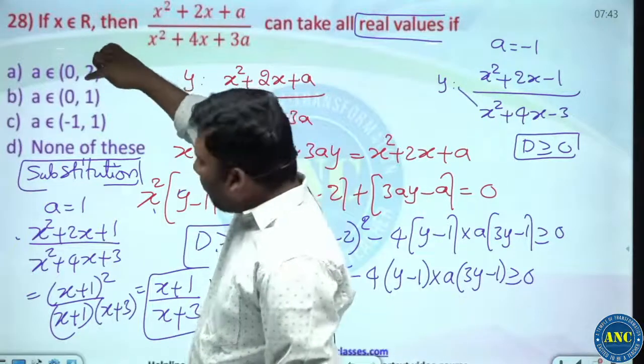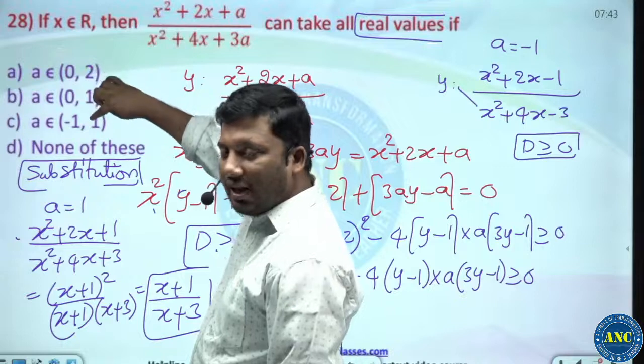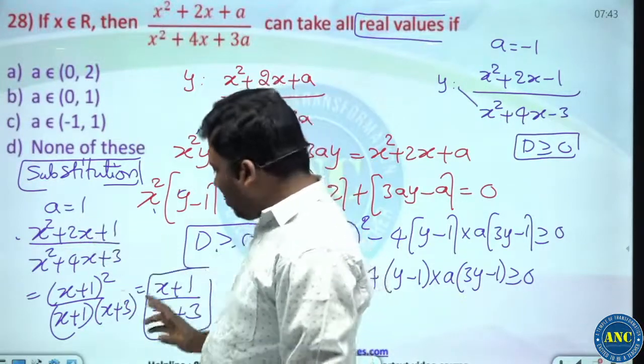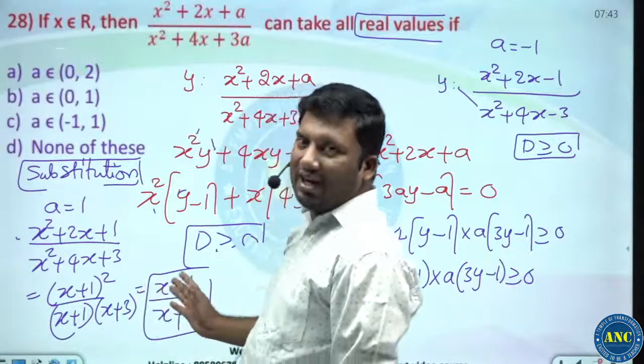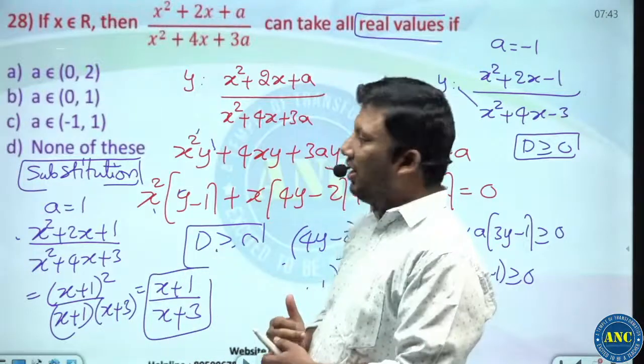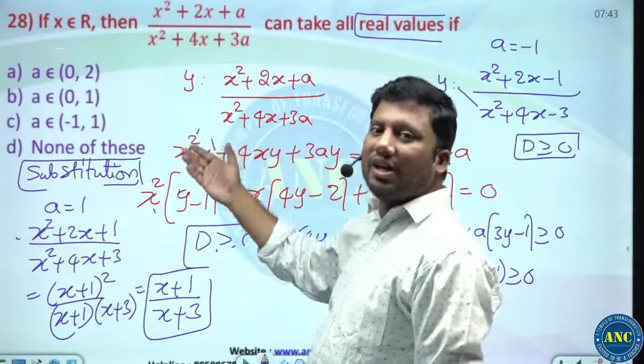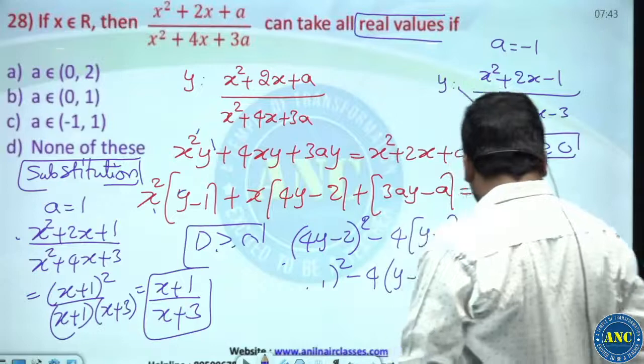1 is present here. That is the reason I change it to equivalent to 1. So I got (x plus 1) by (x plus 3), which is a rational function, which is the real value. Substitute all the answer options, and substitute with another value. I hope the idea is clear.